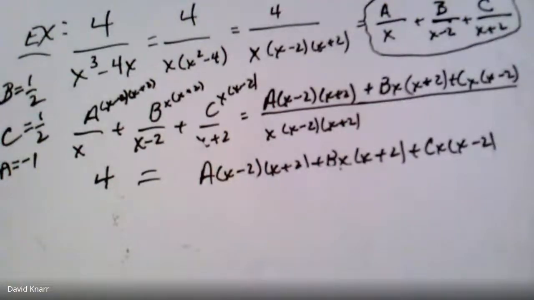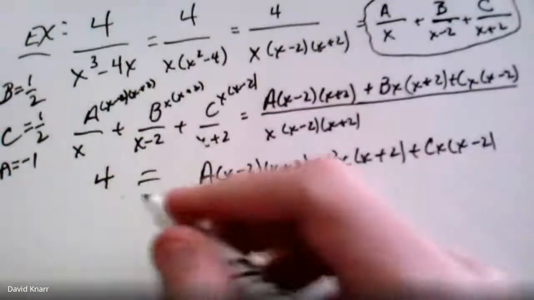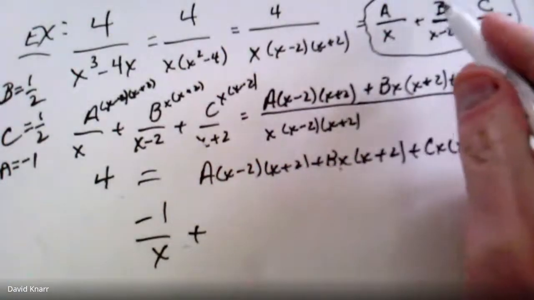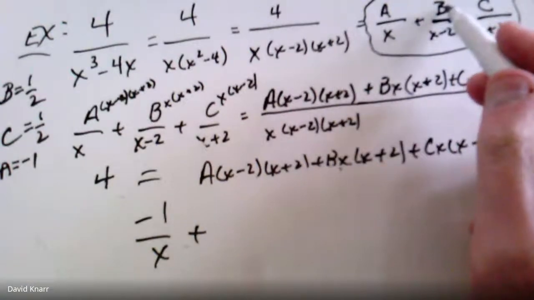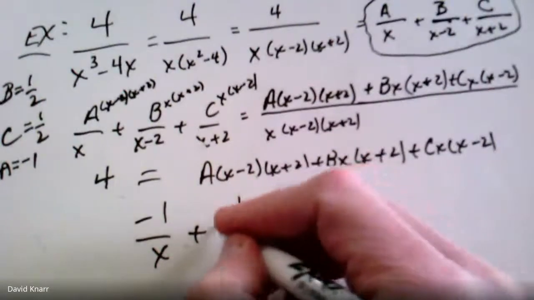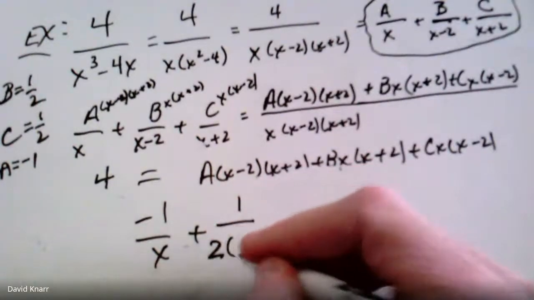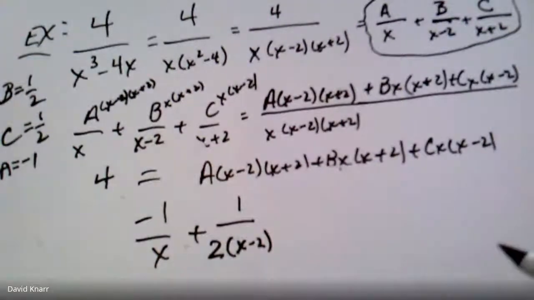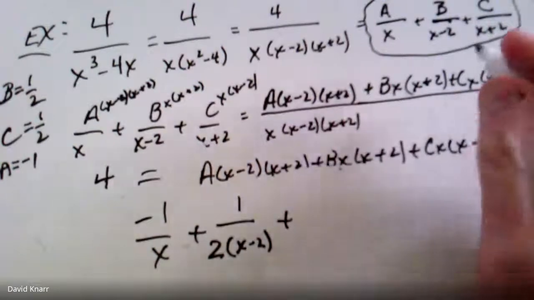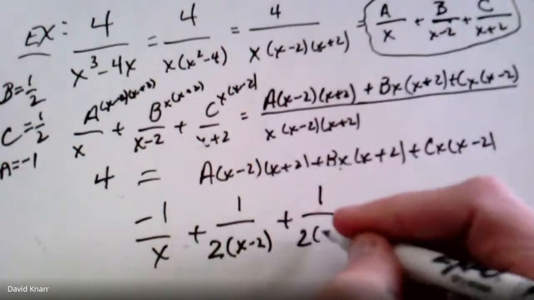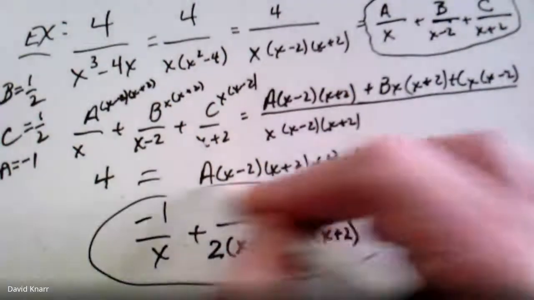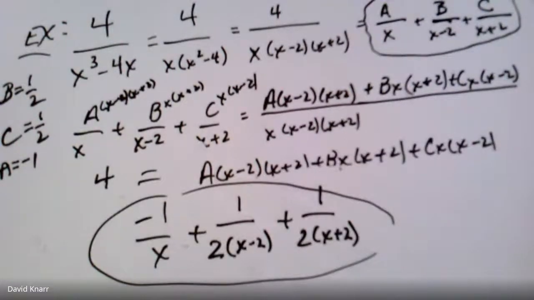Okay, so I'm going to show you a little something here real quick. So A is -1, so -1 over X, plus B is a half. It's a fraction. So what we do is, instead of writing a half in the numerator, we put the 1 in the numerator, the 2 goes in the denominator, and it's getting multiplied by X minus 2. So there's your 1/2 for B. And then C is also a half, so same thing. 1 in the numerator, 2 in the denominator, times the X plus 2. And this is your partial fraction. That is the correct answer.